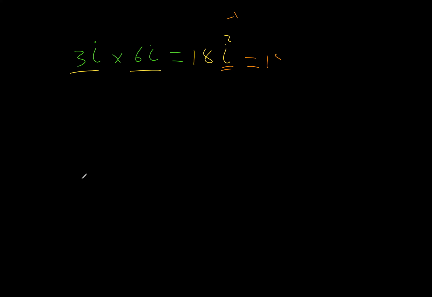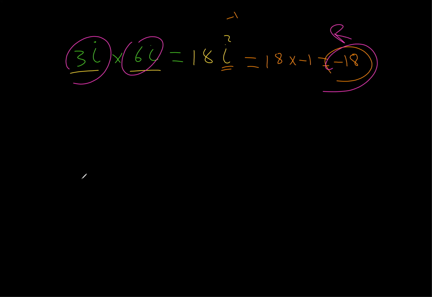So that means now 18 times negative 1. 18 times negative 1 will give me what? Negative 18. You see? Now I'm multiplying imaginary times imaginary, but the result is real. The result is a real number. Because when I multiply i times i, the result will be i squared. And i squared is negative 1. And negative 1 is a real number. But the square root of negative 1 is not a real number. It is what? An imaginary number. I hope that is clear.